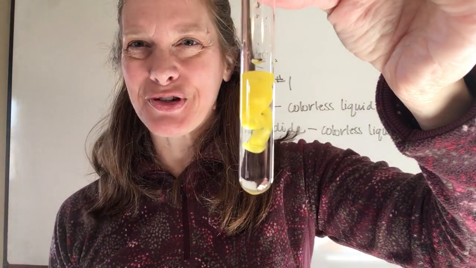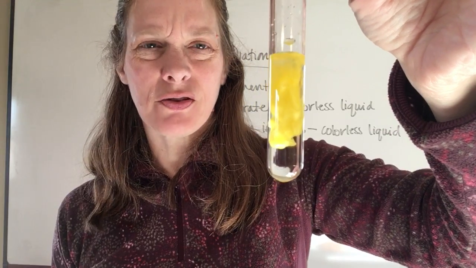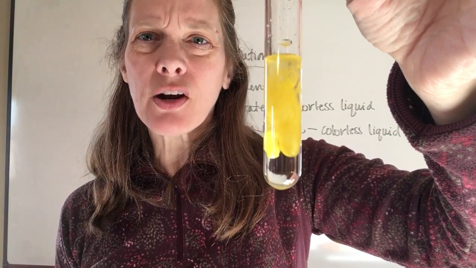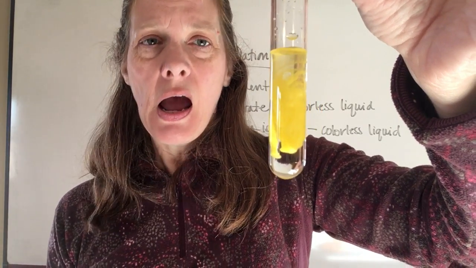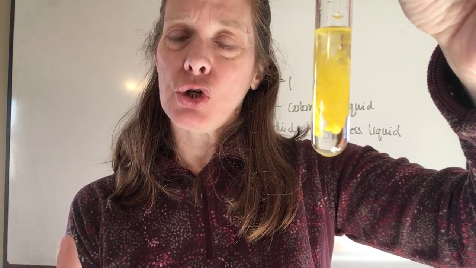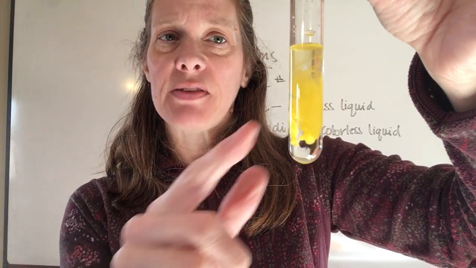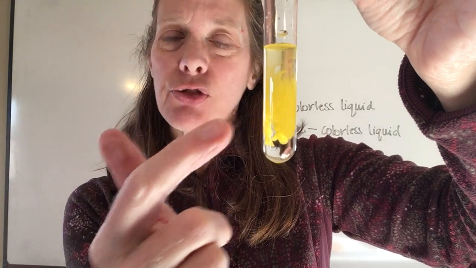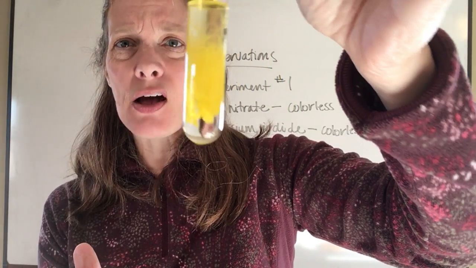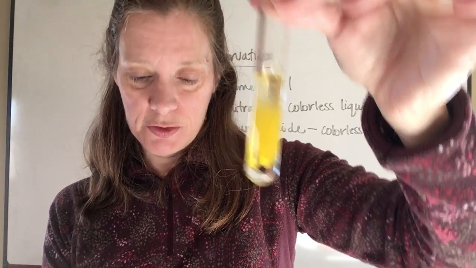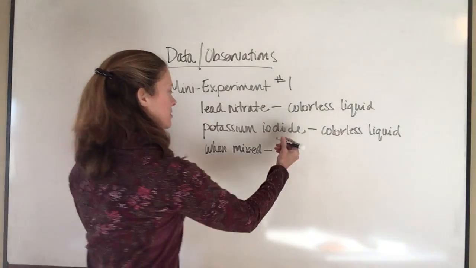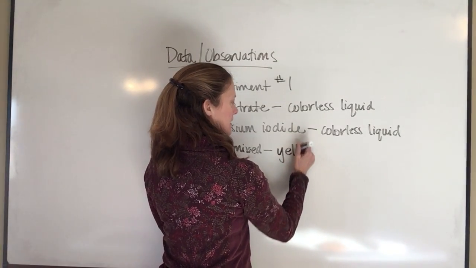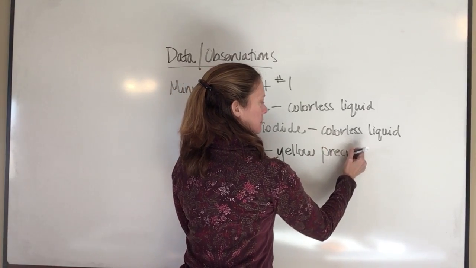we don't have a colorless liquid anymore, do we? You can see that looks like there's definitely something floating in there. It's definitely changed color. And so this is what's called a precipitate. A precipitate is what happens when you have 2 liquids and you put them together and they form a solid. So you can see that I can't see through that anymore, so that tells me that there's got to be a solid floating in there. And so that yellow solid that's floating in there is called a precipitate. So what I would write in my observations is that when I mix them together, it forms a yellow precipitate.